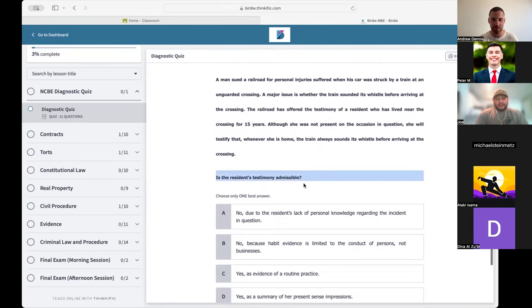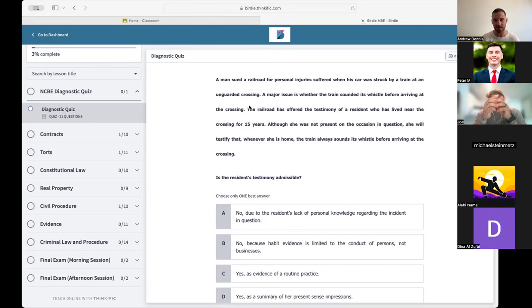Okay. Is the resident's testimony admissible? A man sued a railroad for personal injuries suffered when his car was struck by a train at an unguarded crossing. A major issue is whether the train sounded its whistle before arriving at the crossing. The railroad has offered testimony of a resident who has lived near the crossing for 15 years. Although she was not present on the occasion in question, she will testify that whenever she is home, the train always sounds its whistle before arriving at the crossing.